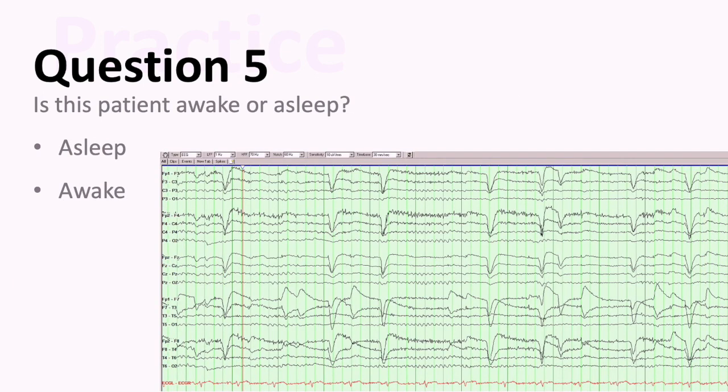Question 5. Is this patient awake or asleep? I'll give you a few seconds here. If you answered awake, you would be correct. Remember that when you see vertical eye blink artifact, as well as a posterior dominant rhythm, then the patient is awake.